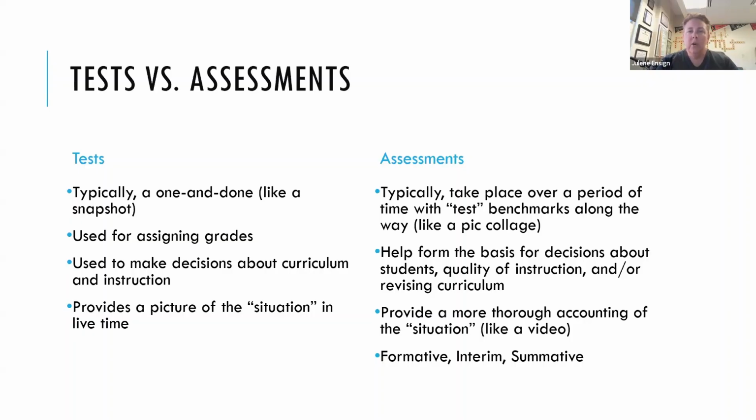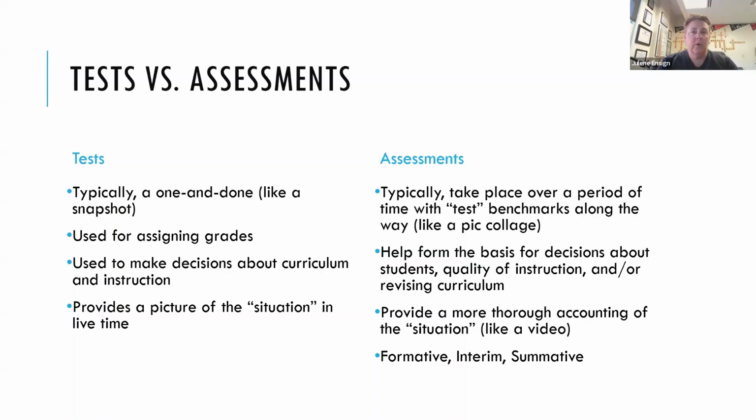So the video is going to tell us what happened a little bit before that specific image, what happened after that image. It's going to give us a little bit more context, and those kinds of things. In those cases, the assessment provides more information. It's usually a little bit better in terms of helping you evaluate where a student stands.